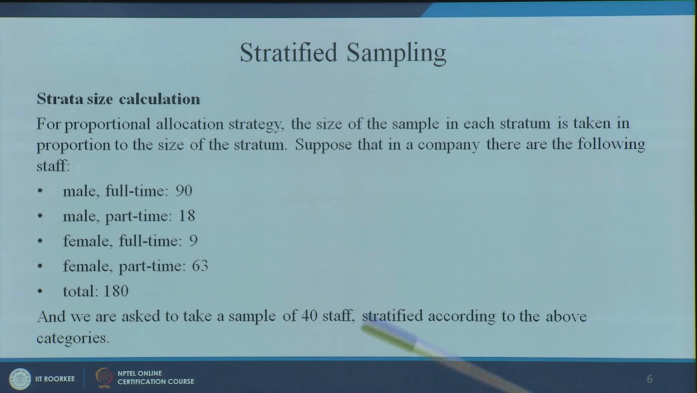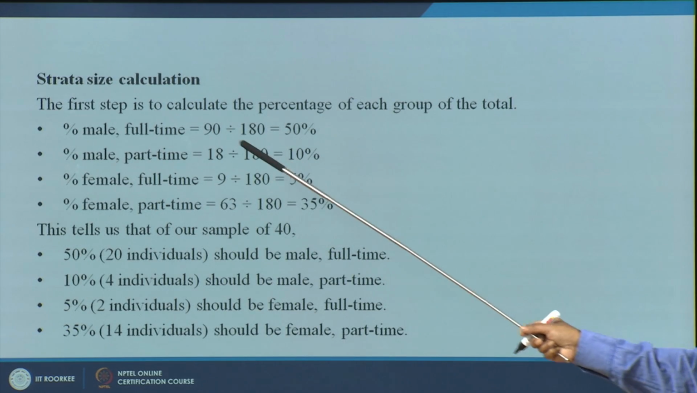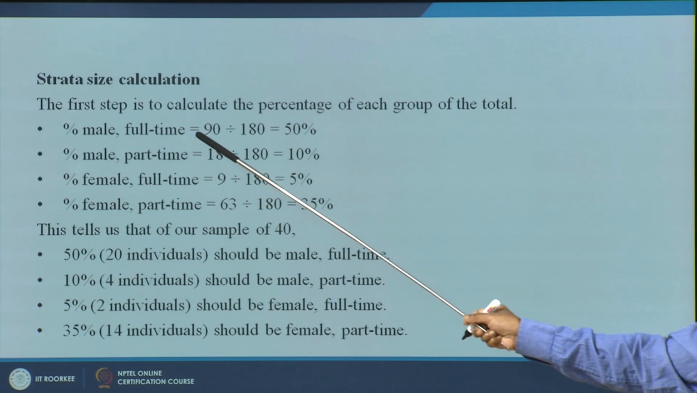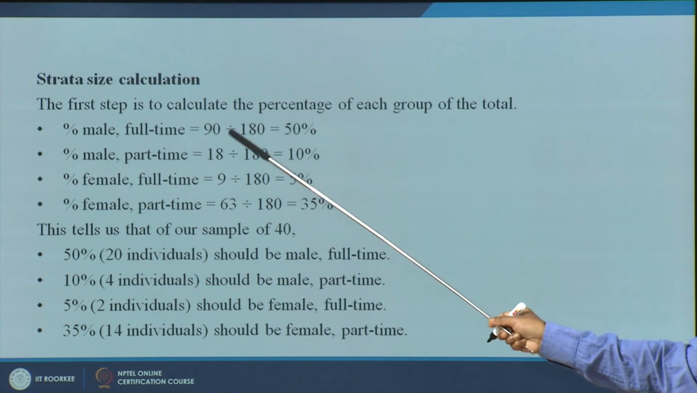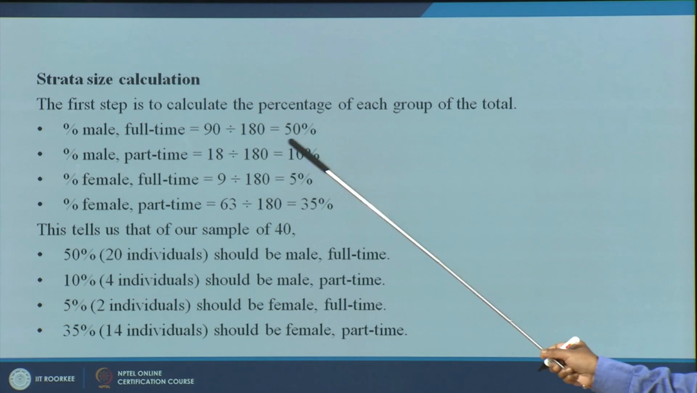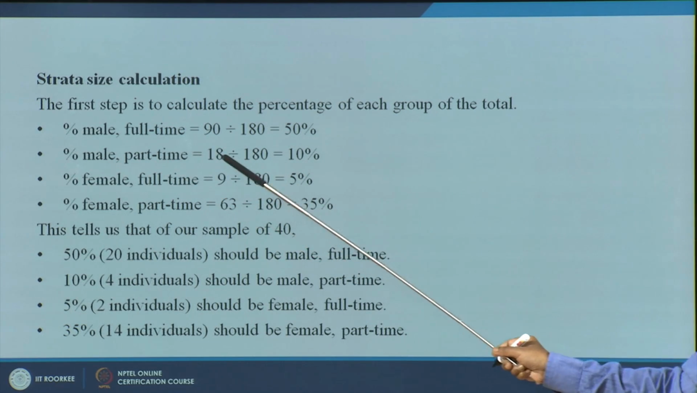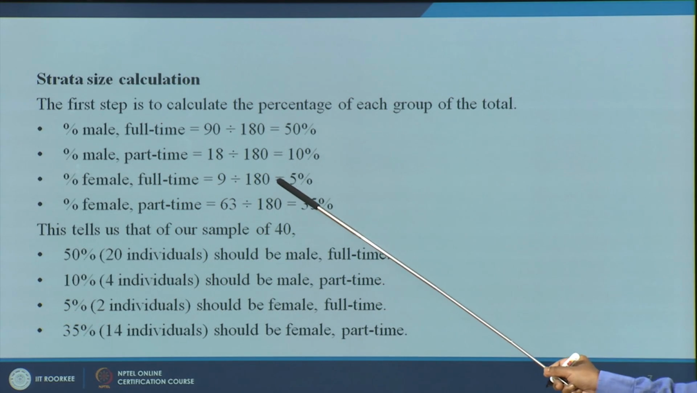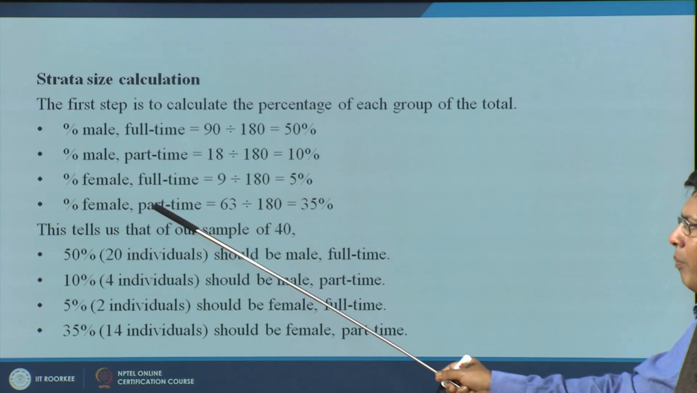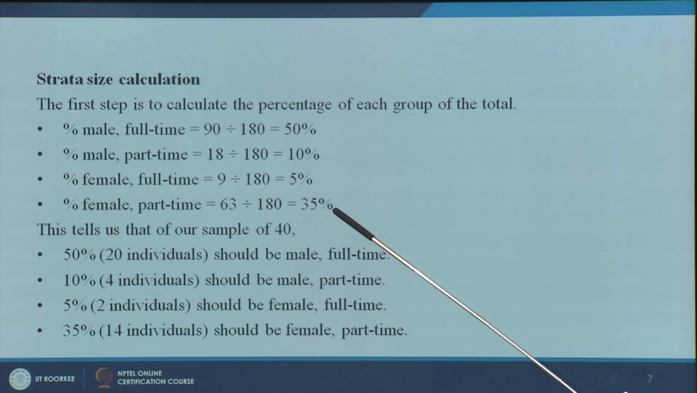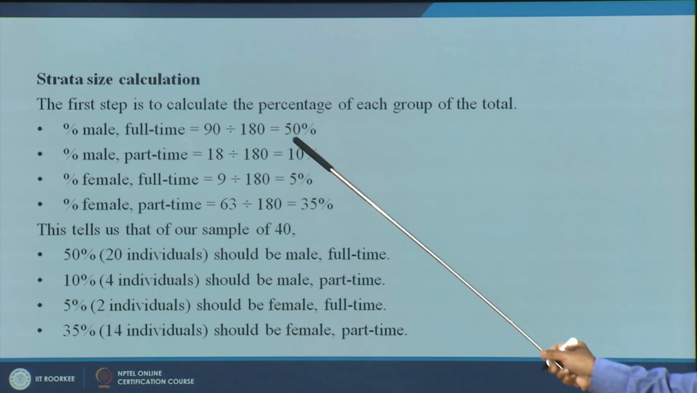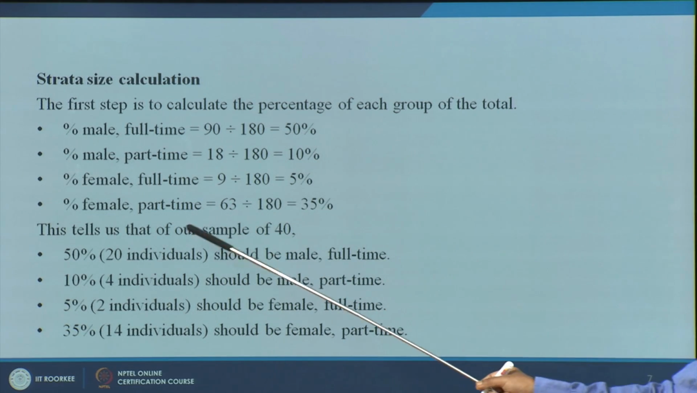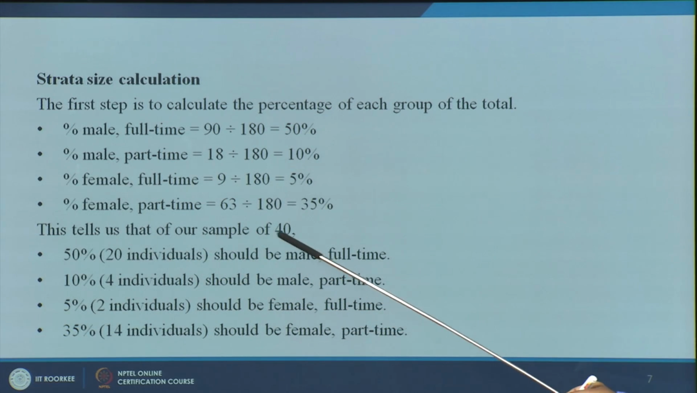Now, how do we use stratified sampling? Let us see. The total is 180. So, 90 out of 180 is 50% male full time. Male part time is 10%. Female full time is 9 out of 180, so only 5%, but female part time was 35%.